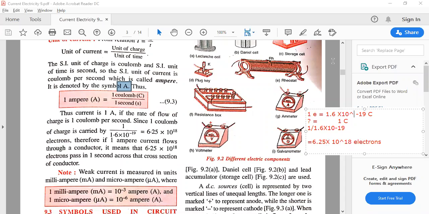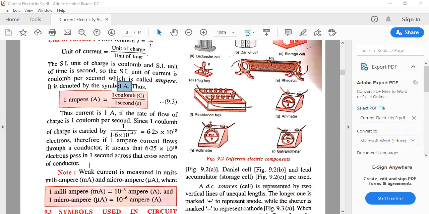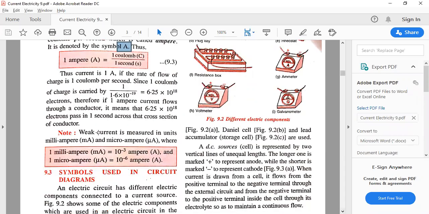Next, you can actually have different units also, but those units are a little bit smaller. So you can measure weak current. One is milliampere, that is 10 raised to minus 3 ampere, and one is microampere, 10 raised to minus 6.